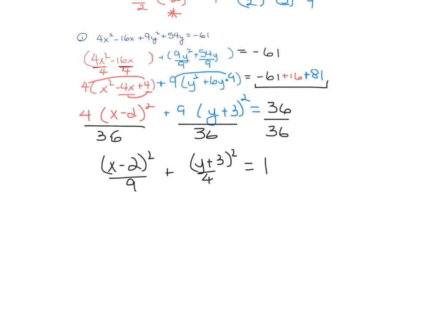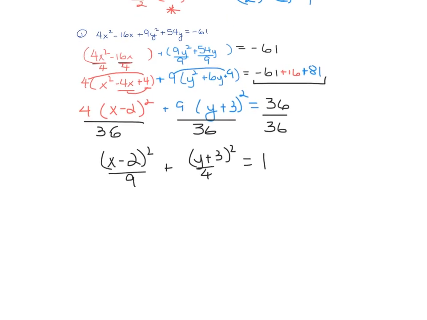So let's go ahead now and find all the pieces that we need to graph. The first thing I'm going to pull out is my center point. That's the h and the k. So my center is going to occur at (2, negative 3).